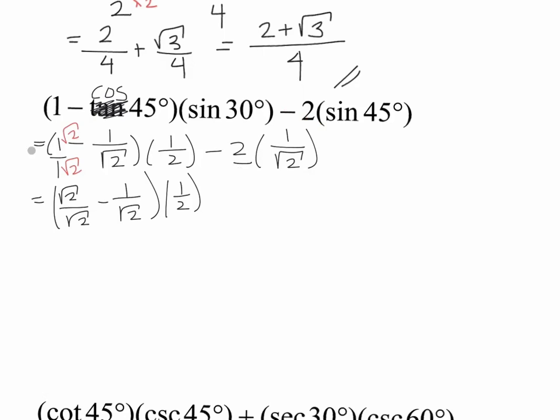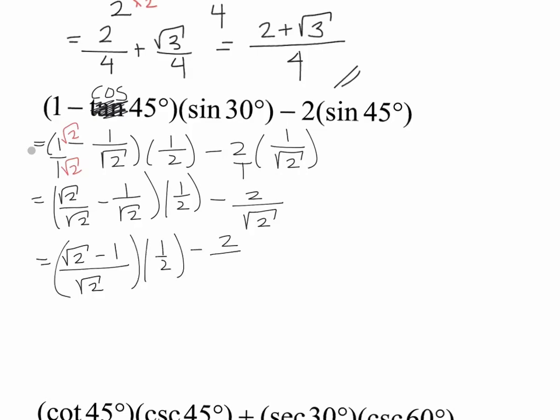Let's put this over 1. We're going to multiply the numerator. So 2 times 1 is 2, all over 1 times root 2 is root 2. And then we have, let's see what else we can simplify. We can simplify this guy because their denominators are the same now. So we can just do root 2 minus 1. That's going to be just root 2 minus 1 all over root 2. And then we're going to multiply that by a half, and then minus 2 root 2.